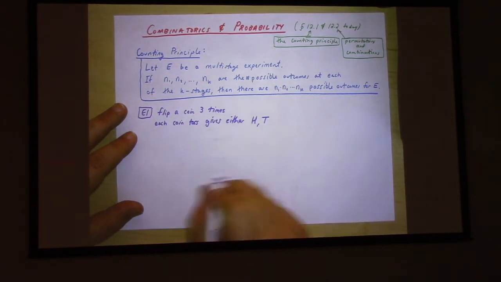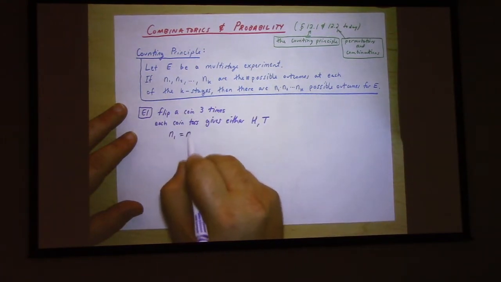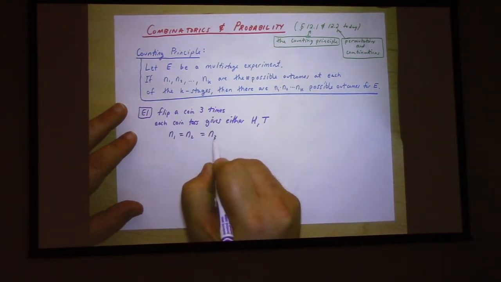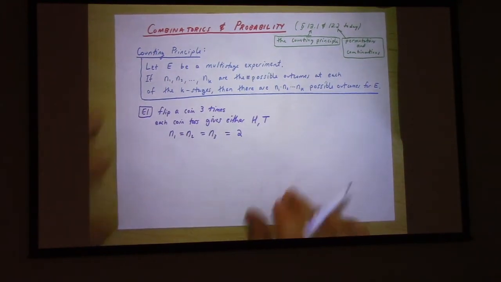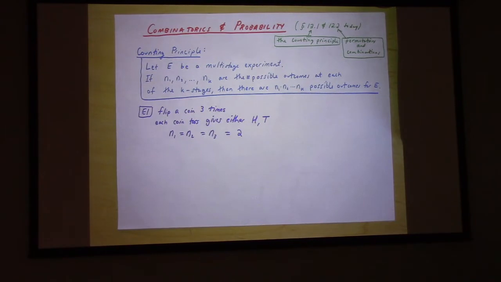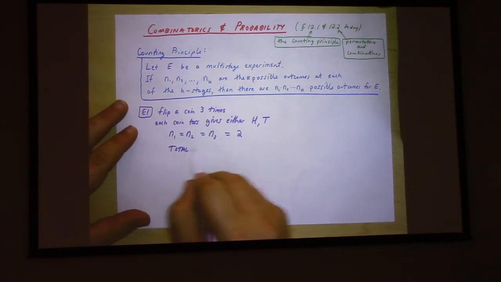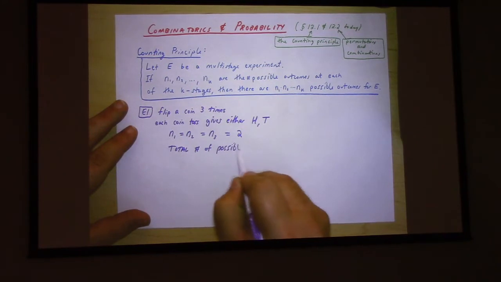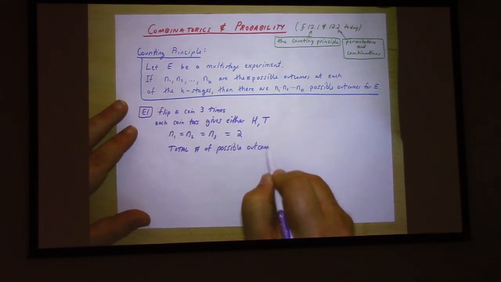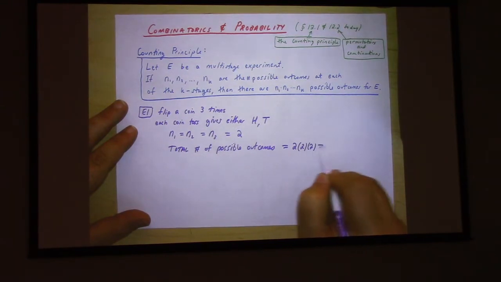So in the language of the counting principle here, I have n1 equals n2 equals n3. They're all equal to 2. All right? So how many possible outcomes? 2 times 2 times 2. So the total number of possible outcomes is 2 times 2 times 2, also known as 8.